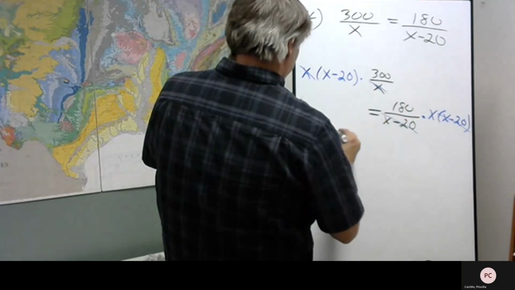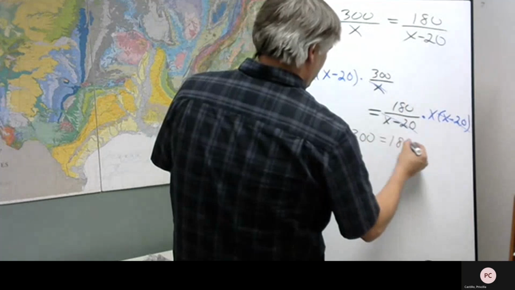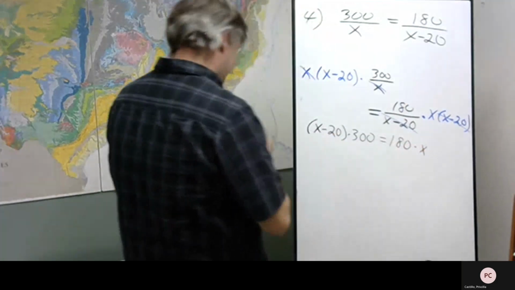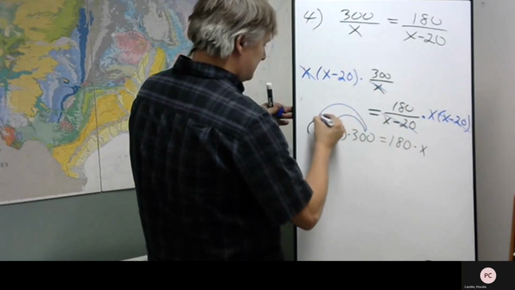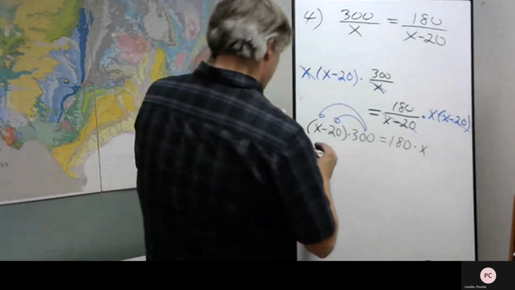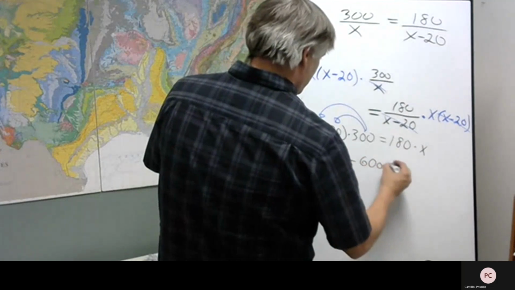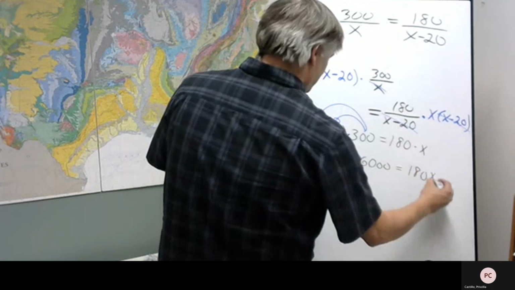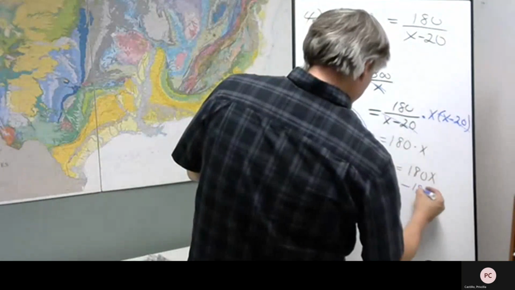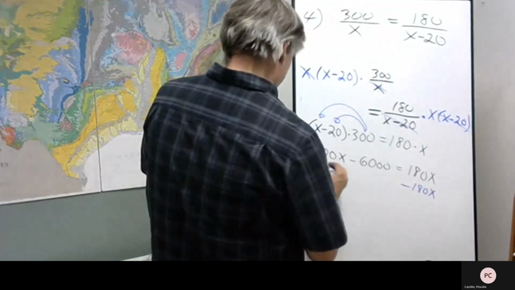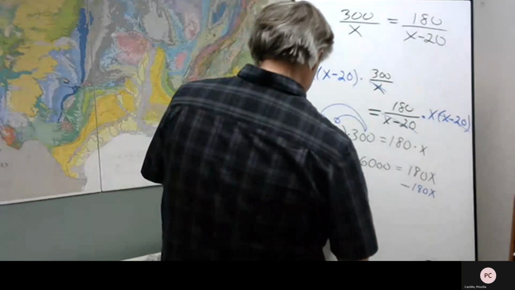So you have x minus 20 times 300 will equal 180 times x. We'll need to distribute the 300. 300x minus 6,000 equals 180x. Subtract 180x from both sides. And so we'll get 120.